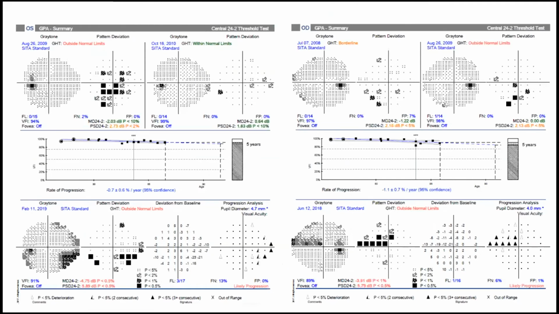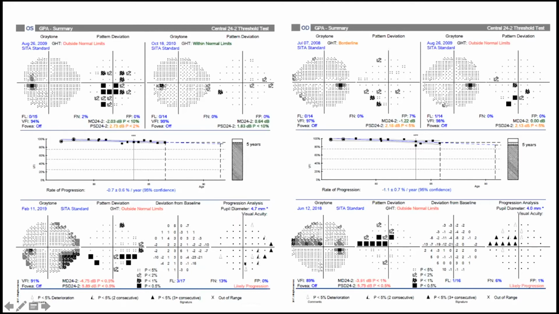Now, if we fast forward a little bit, we can look at his visual field GPA over time. These are his first 2 visual fields, 2009, 2010. And if we come down to the most recent visual field, February of 2019, and we come over to this plot right here that has the triangles, this is our event analysis. This is sort of our yes-no question: is today's visual field worse than the baseline? And what we'll see is a number of points, which I'm pointing out with the arrow, where we have these open triangles.